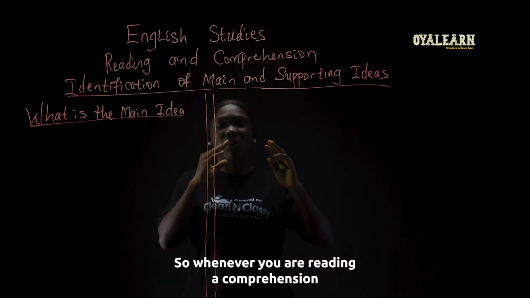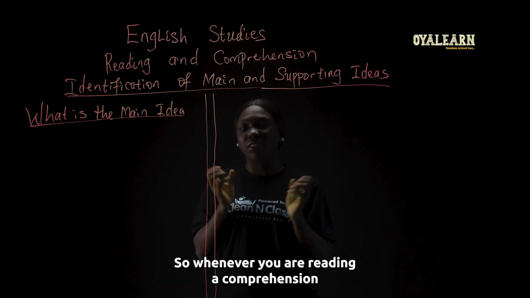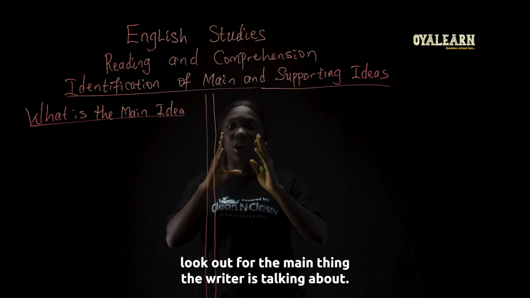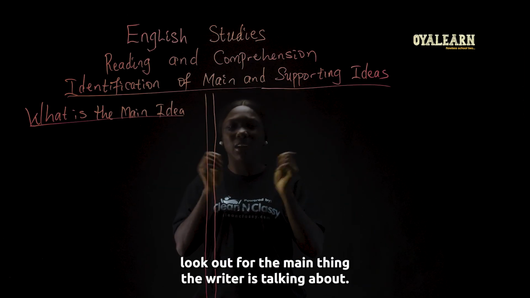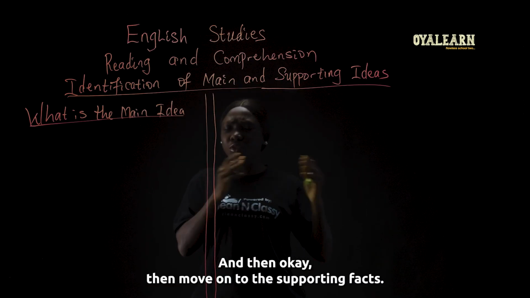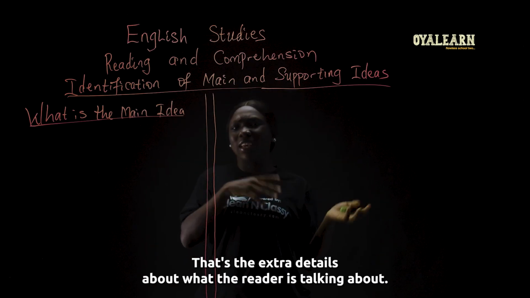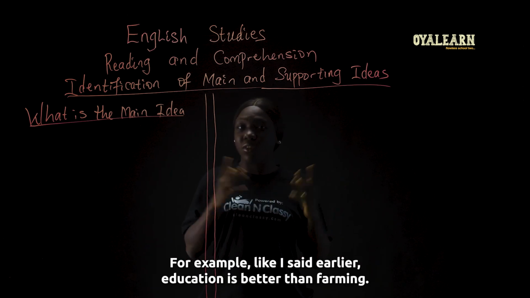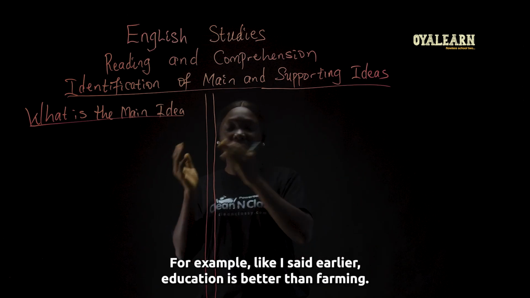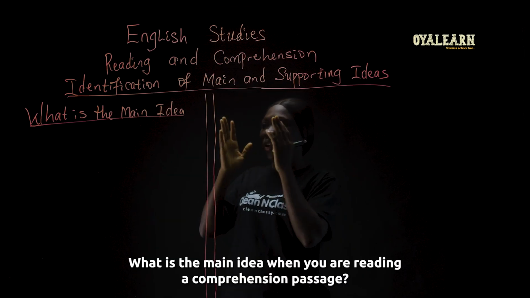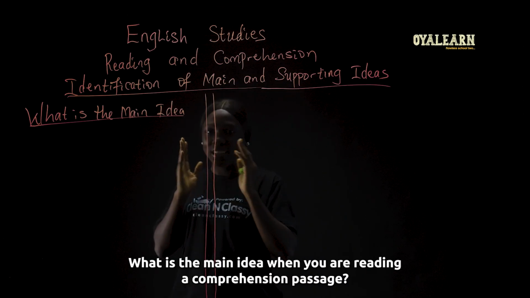So whenever you are reading a comprehension passage, you know, okay, I want to look out for the main thing the writer is talking about. And then move on to the supporting facts, that is the extra details about what the writer is talking about. For example, like I said earlier, education is better than farming. Now, look at this. What is the main idea?